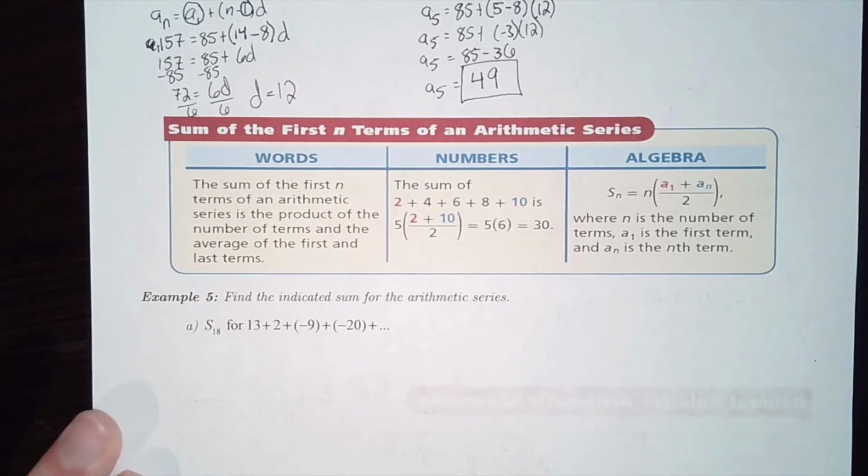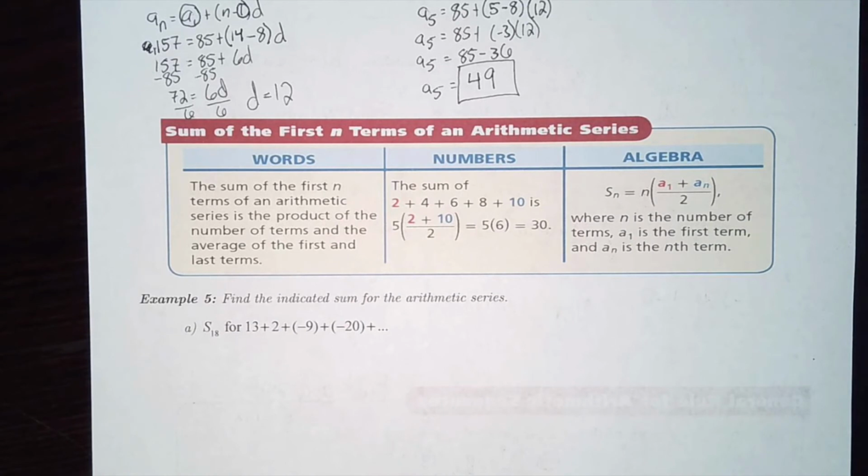Last thing we need to talk about here: everything we've done so far is the sequences. We need to talk about the series. And really the difference when we talk about series is now I'm talking about sums. So I'm talking about adding everything together. Specifically, what do we get when we add the first so many terms together?